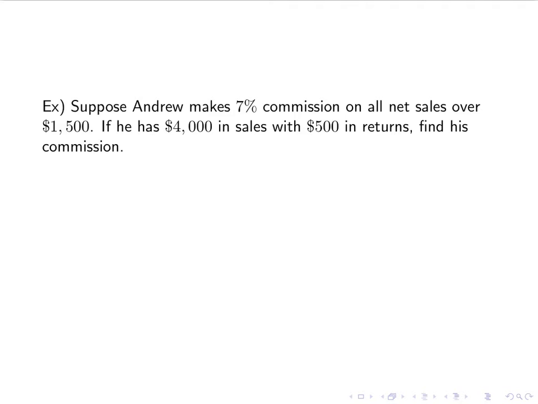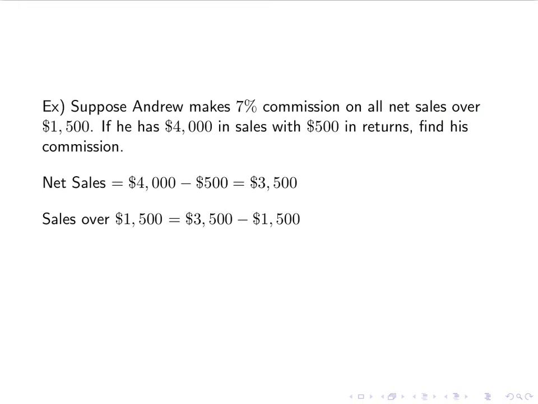Suppose Andrew makes 7% commission on all net sales over $1,500. If he has $4,000 in sales with $500 in returns, find his commission. So again, the first thing we want to do is find net sales. So we'll take the sales, 4,000, subtract the returns, and we have 3,500 in net sales. Now his commission is on net sales over 1,500. So the first 1,500 is what he's expected to sell. Everything after that he gets commission on.